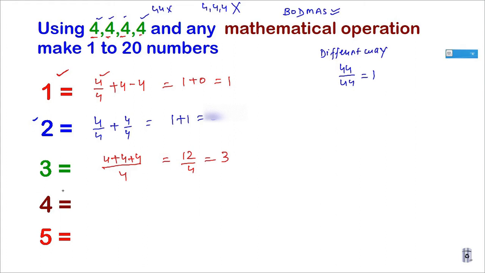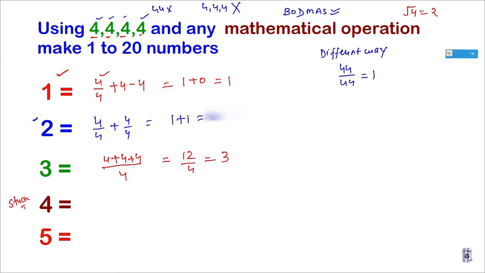So this is the fourth one, where the maximum students get stuck. And I know what the reason is, but one student told me, sir, this is the one where we have to use the square root concept. I hope you agree with me. If I write square root, this becomes 2.